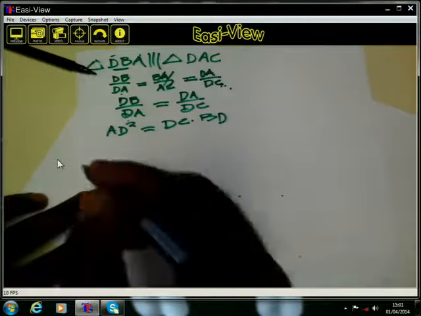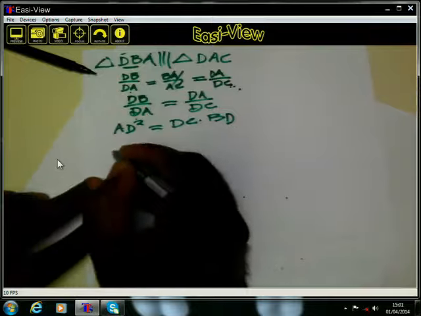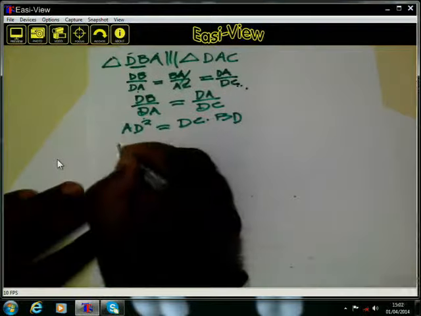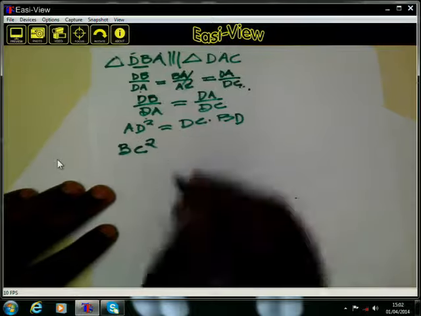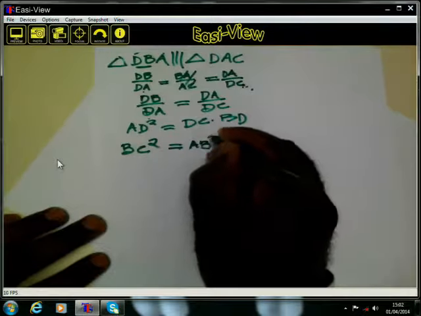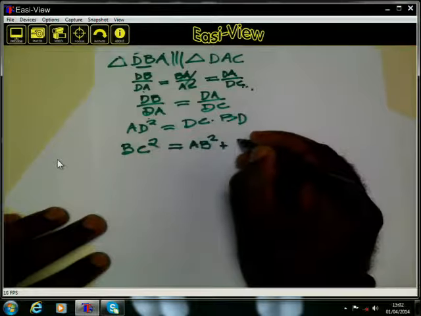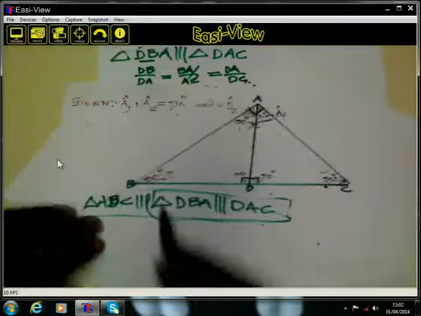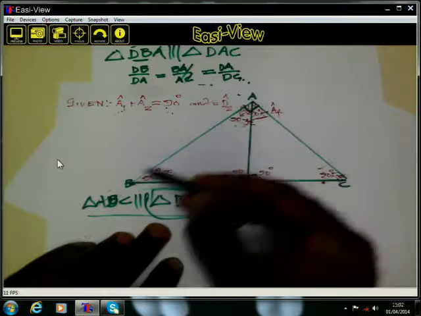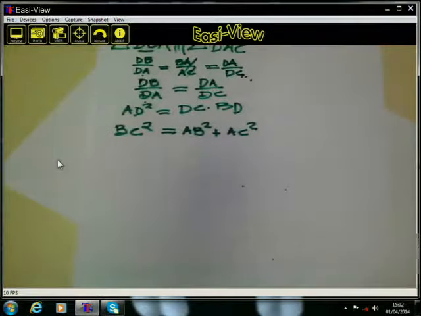Now, let's quickly recap, because I've said this is just an introduction of Pythagoras' theorem. From Pythagoras' theorem, we know Pythagoras' theorem says the hypotenuse. If we go back to our triangle, this is the hypotenuse, BC squared. This is what Pythagoras' theorem proclaims. BC squared must be equals to AB squared plus AC squared. The square of the longest side must be equals to the sum of the squares of the other two sides, AB squared and AC squared. That is what Pythagoras' theorem entails.